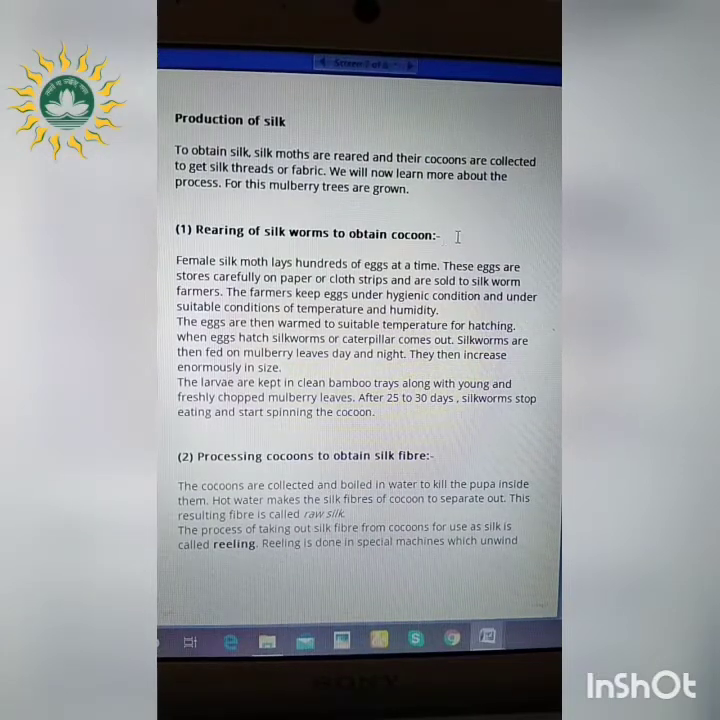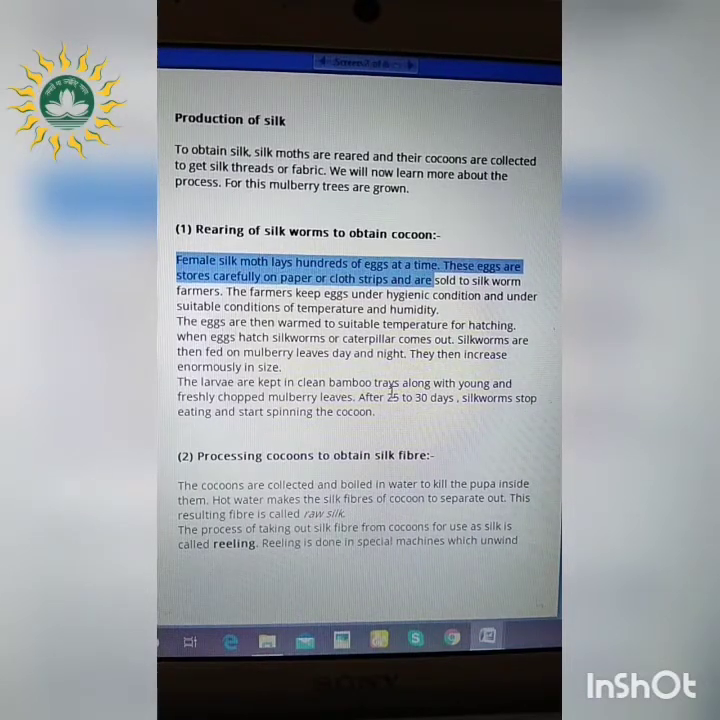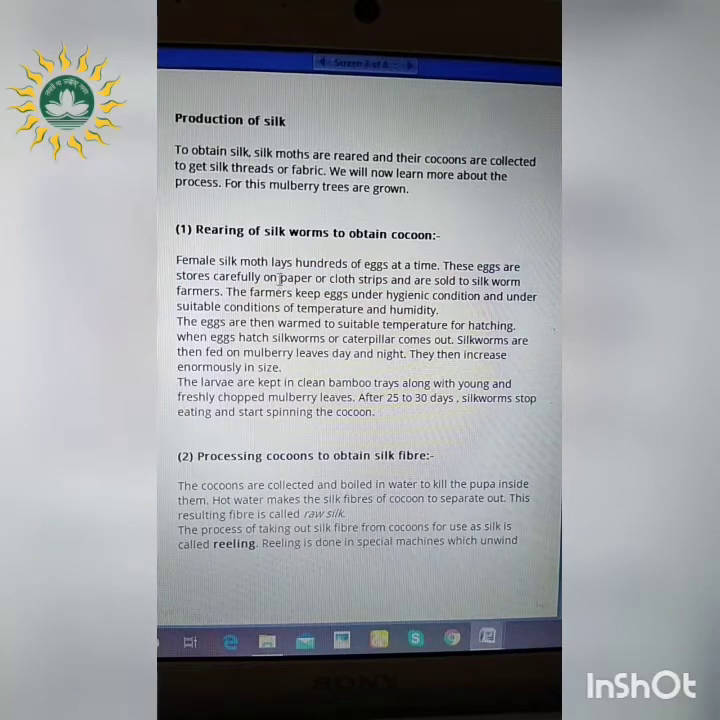In this process, what happens? Firstly, the female silk moths lay hundreds of eggs at a time. And these eggs are carefully stored on what? On a paper or a cloth strip, and ultimately sold to the silkworm farmers. Okay, so the eggs are laid by the female moths, stored carefully on paper and cloth strips, and ultimately sold to the silkworm farmers.